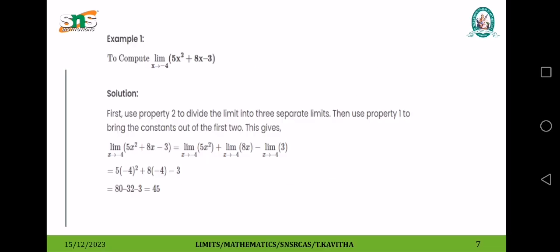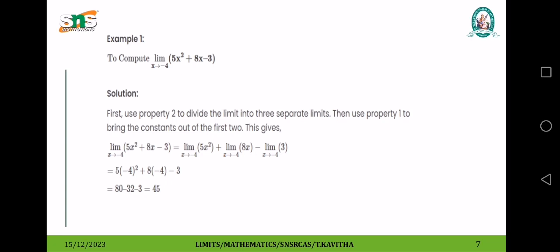The next one, example for limit. To compute limit x tends to minus 4 of 5x square plus 8x minus 3, we use property 2 to divide the limit into three separate limits. Then use property 1 to bring the constant out of the first two. This gives limit x tends to minus 4 of 5x square plus limit x tends to minus 4 of 8x minus limit x tends to minus 4 of 3.